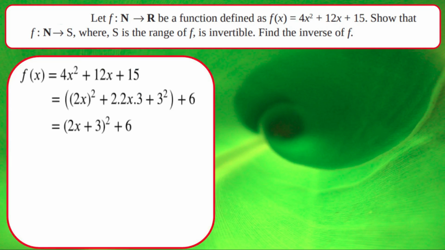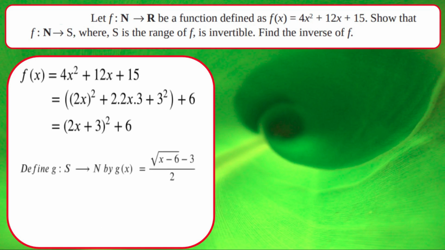See. f of x is equal to 4x square plus 12x plus 15. That can be taken as (2x) whole square plus 2 into 2x into 3, that is 2ab, plus b square is here, plus 6 like that. Adjust it. That can be taken as (2x plus 3) whole square plus 6. Okay. That is g. What is g?